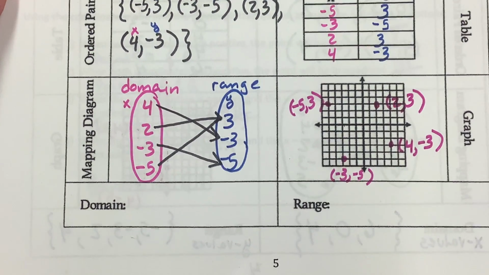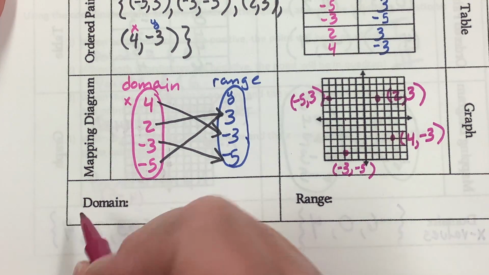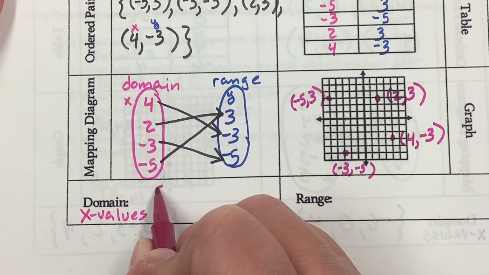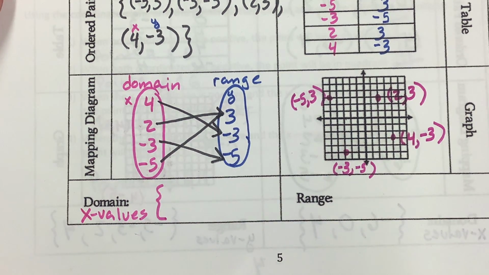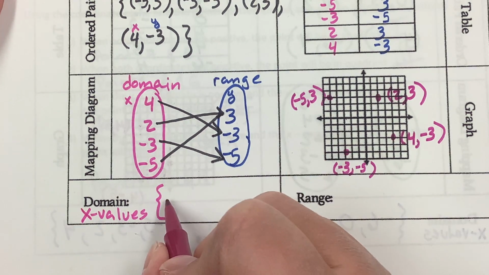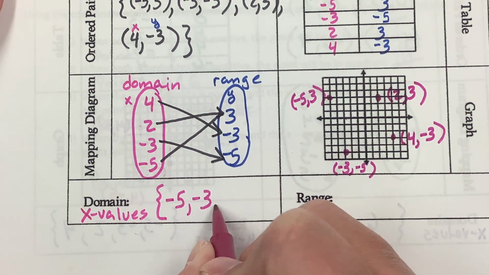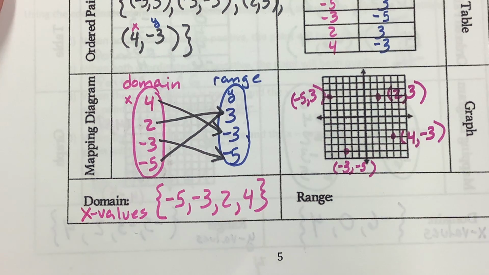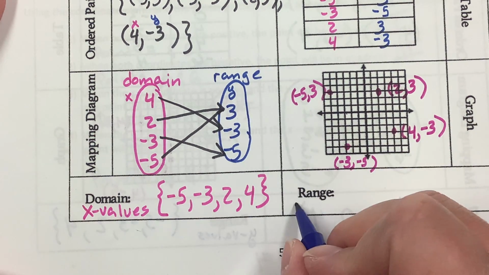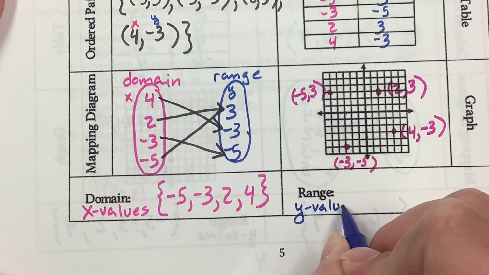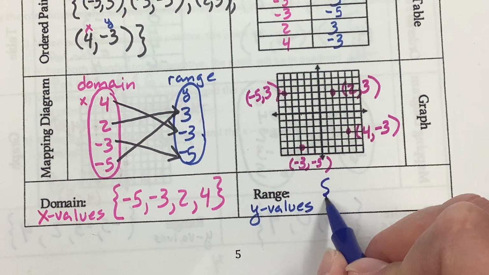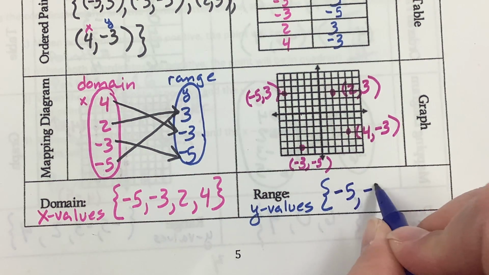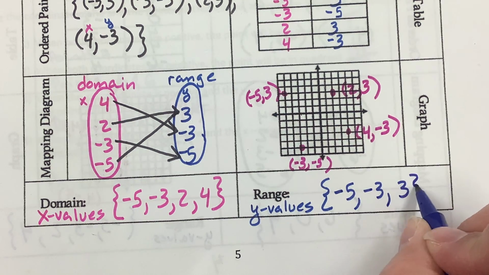So remember, the domain, that's the x values. And it's in a set. Curly brackets denote a set. -5, -3, 2, and 4. And curly bracket to close the set. The range is the y values. And it's a set of numbers also, so it gets a curly bracket. And that's -5, -3, 3, and curly bracket to close it.